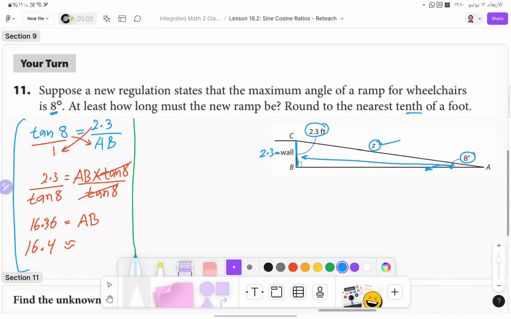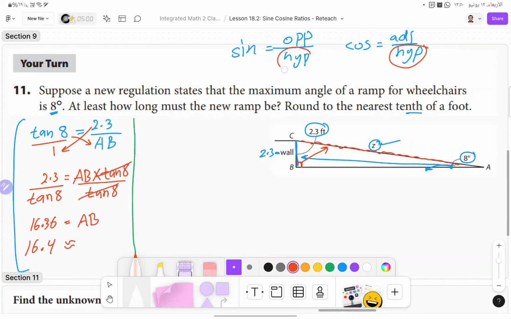So which trigonometric ratio do you think will help me find Z? We know that sine is opposite over what? Hypotenuse. And cosine is adjacent over hypotenuse. Now, which side in this triangle is the hypotenuse? The hypotenuse is Z. Why is Z the hypotenuse? Because it's opposite to the right angle. So the hypotenuse can be found with cosine and with sine.